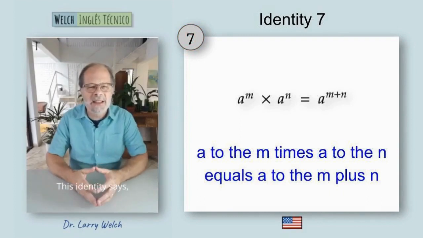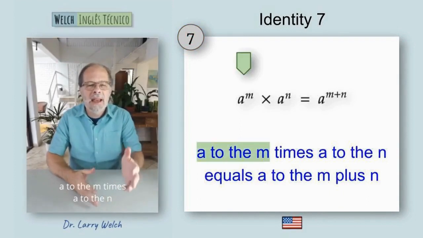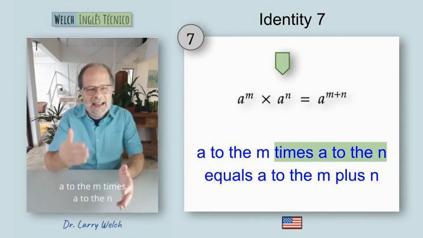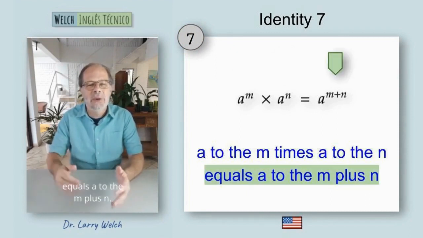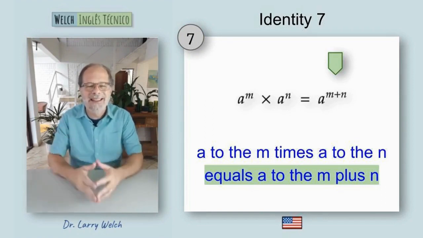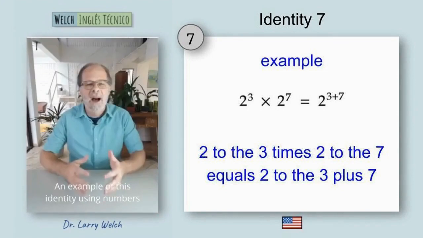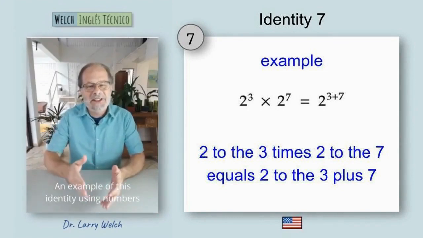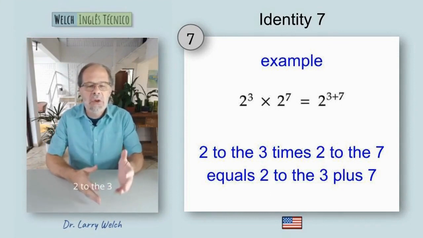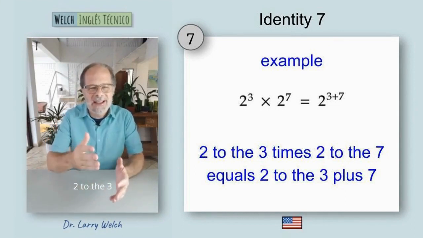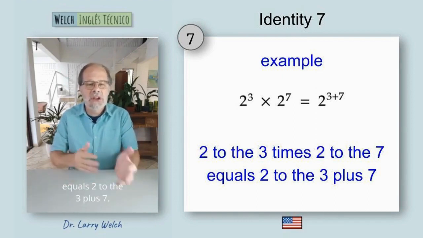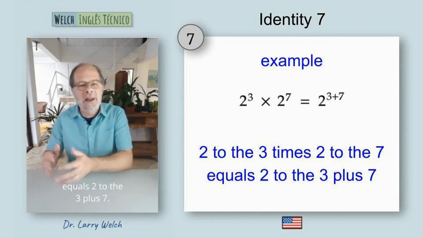This identity says a to the m times a to the n equals a to the m plus n. An example of this identity using numbers would be 2 to the 3 times 2 to the 7 equals 2 to the 3 plus 7.